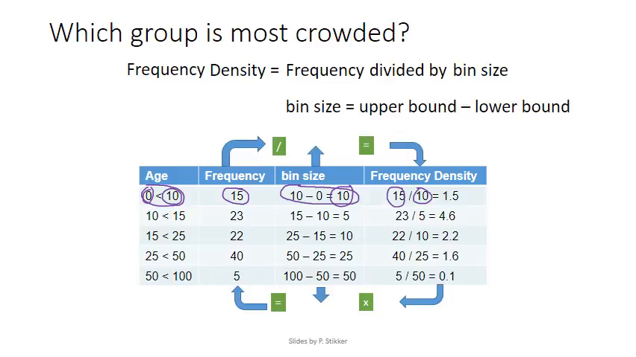So for example, if we know that the frequency density is 2.2 and we know that the bin size is then 10, then we can simply multiply the 2.2 by 10 to get the 22 again.